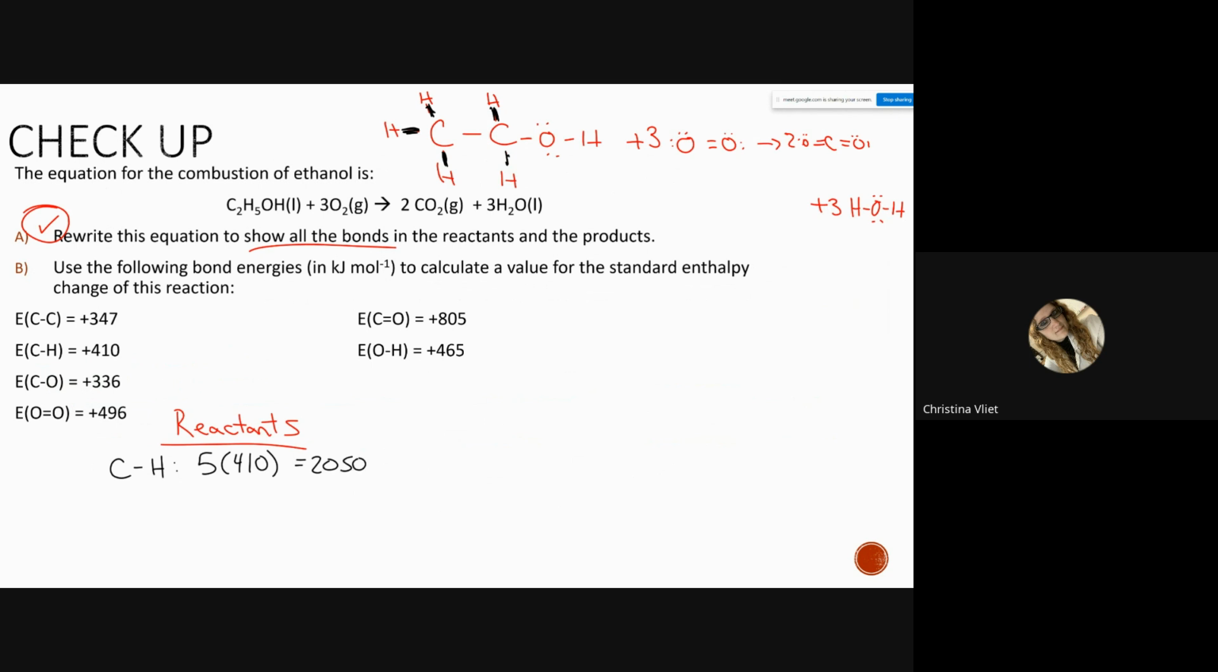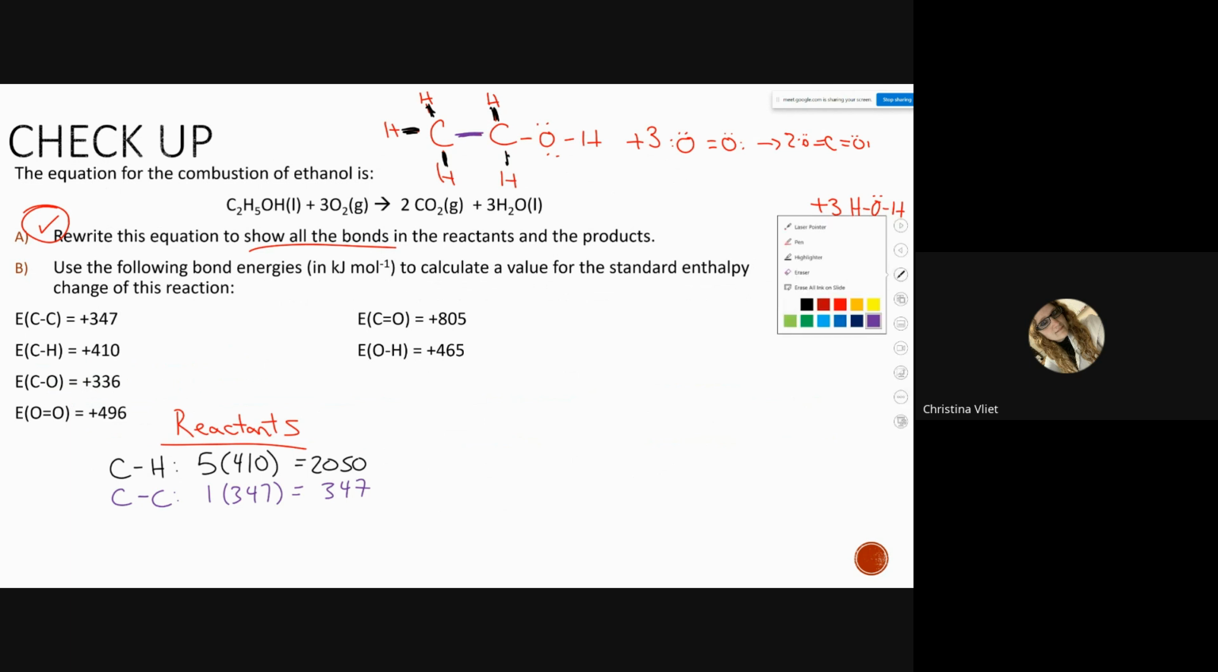All right, what's our next type of bond? On the reactant side, what do you say? Carbon. I'm going to go left to right, so I'm going to do CC first. So CC, I've only got one of those. Do you agree? So CC, 347. You don't have to memorize numbers here. You just have to follow the strategy. It's going to be 347 times how many? 1. 1 times 347 is 347. All right, what's my next type of bond?